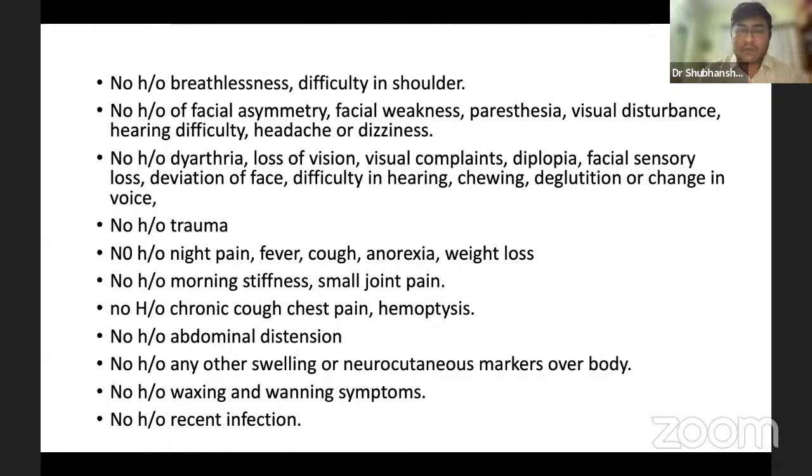There is no history of trauma. There is no history of night pain, fever, cough, anorexia, weight loss. There is no history of morning stiffness, small joint pain. There is no history of chronic cough, chest pain or hemoptysis. There is no history of abdominal distension. There is no history of any other swelling or neurocutaneous marker over the body. There is no history of waxing and waning symptoms. There is no history of recent infection.